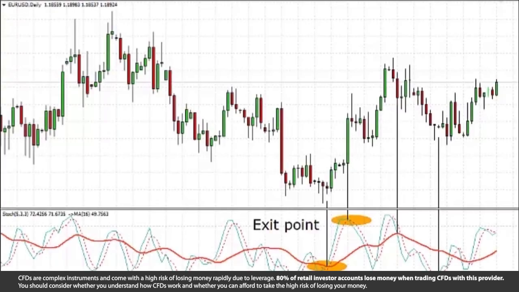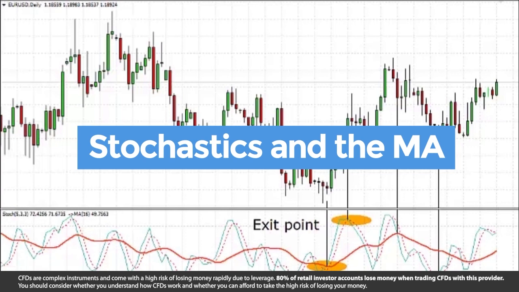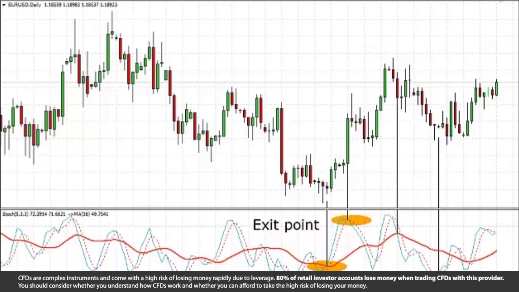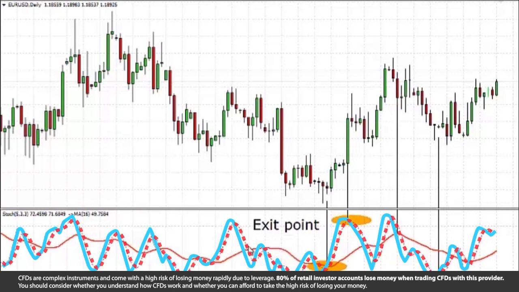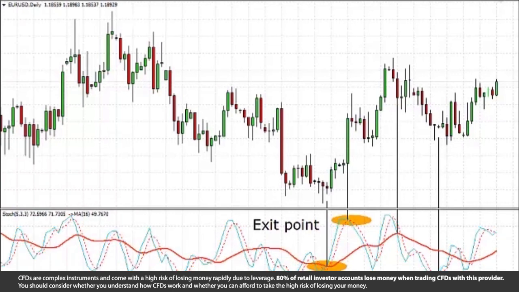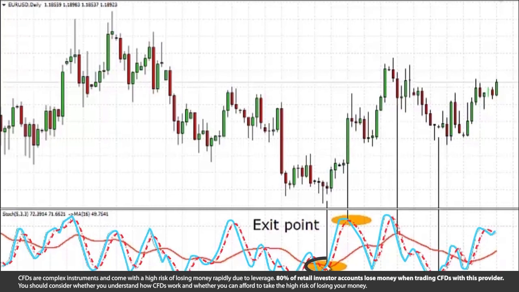On this chart, we can examine the relationship between the stochastics oscillator and the moving average. So this red line is the moving average, SMA 16. While these two lines, the blue one and the one in dots, are lines of the stochastics oscillator. The trading signal is when the stochastics line and 16-day moving average cross, while the signal to close the trade is when the stochastics lines cross above 80.